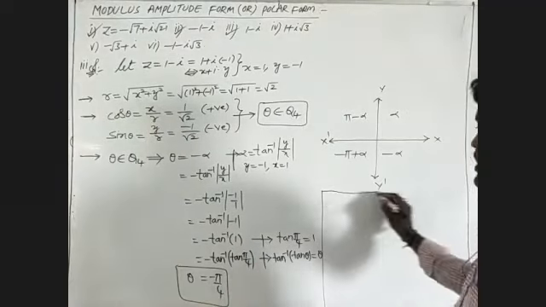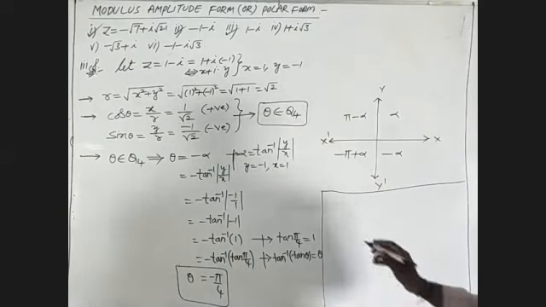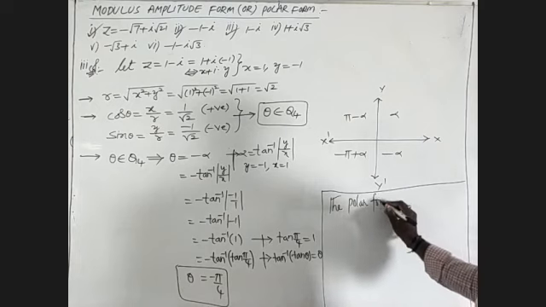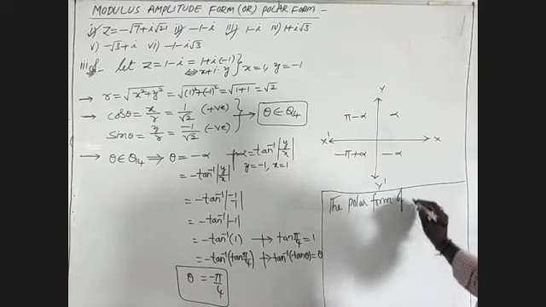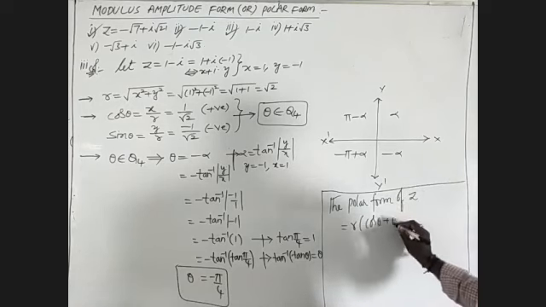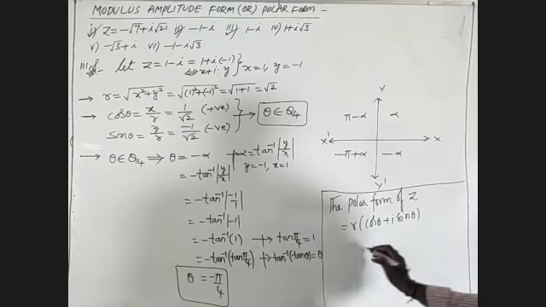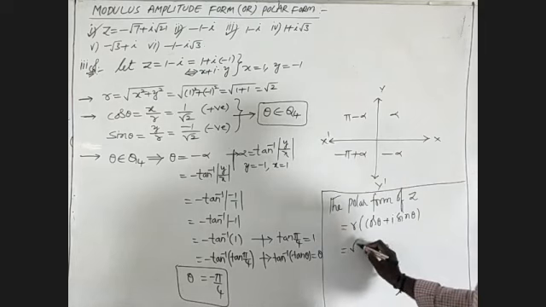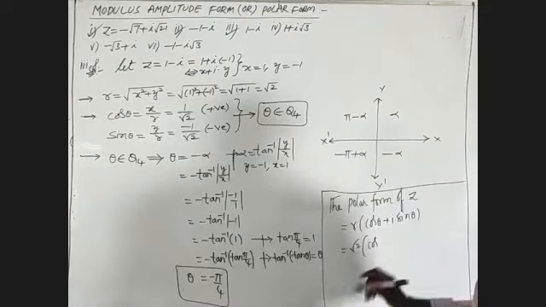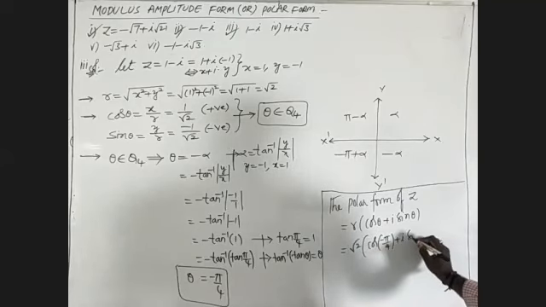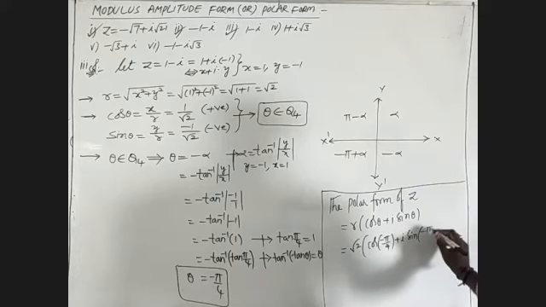Finally, what do I have to find out in this one? The polar form of z is equal to, what is the required formula? r into cos theta plus i sin theta. What about the value of r here? Where r is nothing but root 2. That means root 2 into cos. What about the value of theta? Minus pi by 4, plus i into sin. Here what about the value of theta? Minus pi by 4, we will write.